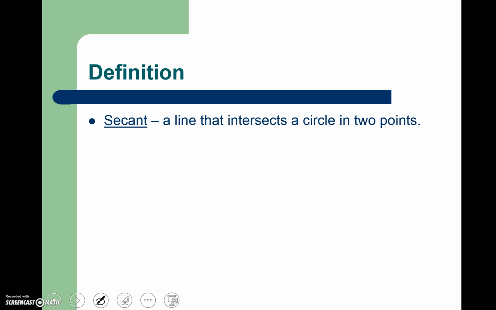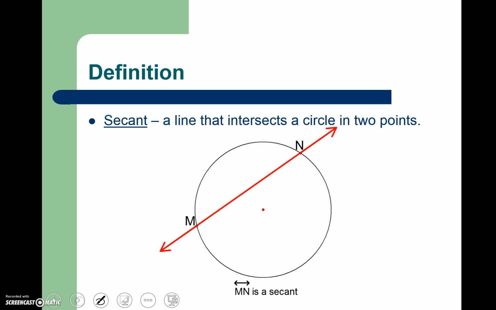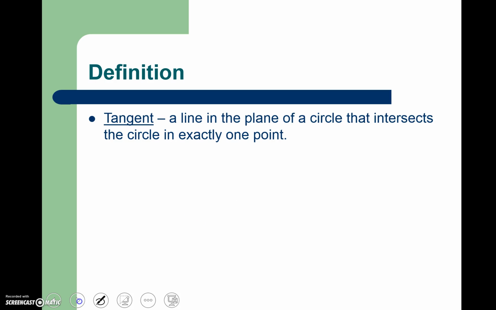A secant is a line that intersects the circle in 2 points. So this now is a line as opposed to a line segment. As you can see, it's continuing through the circle, indicated by our arrows here, and it's touching the circle in 2 exact points. One is here at point M, and the other one is at N.